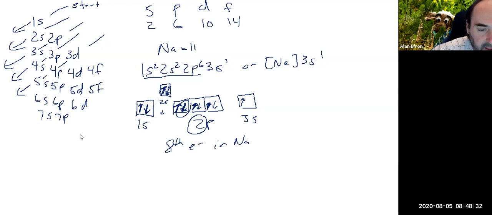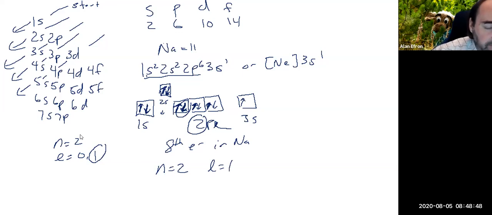And that means that n would equal 2. And since n equals 2, L would equal either 0 or 1. And that's why it's important to know it's in the p orbital, which means the only acceptable value is L equal to 1, which is the p orbital. And remember that for these orbitals, m sub L goes -1, 0, +1. So it is in the m sub L of -1. And lastly, it is pointing downward, which means it has an m sub S of -1/2.